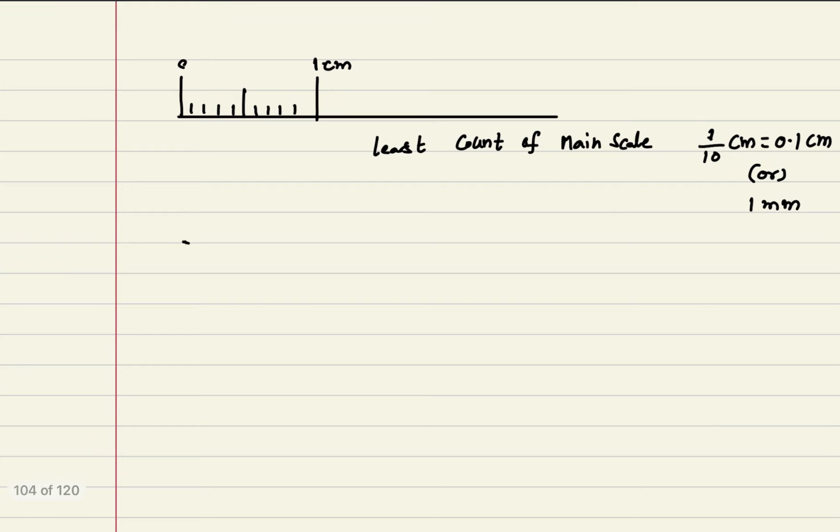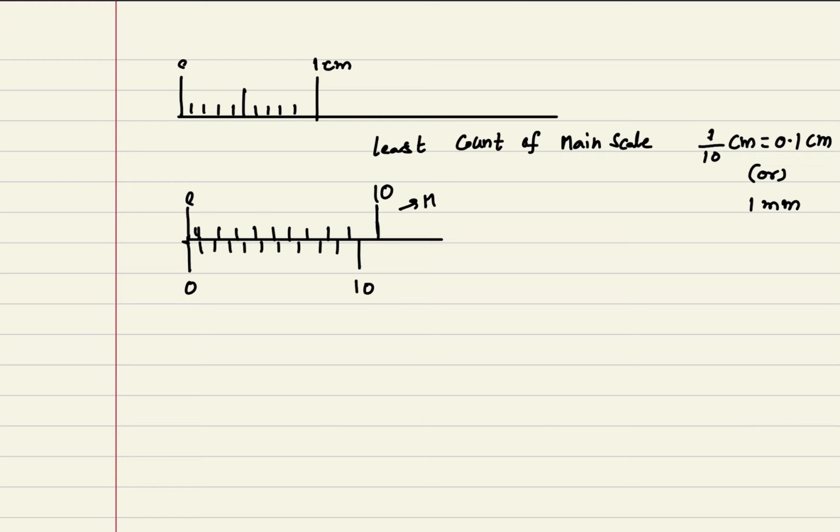Next, least count of vernier calipers. Let us consider this vernier scale, 0, 1, 2, 3, 4, 5, 6, 7, 8, 9, 10. If there are 10 divisions on the vernier scale, how do you write the least count of this? I am writing now. On the main scale, let us consider these zeros are 0, 1, 2, 3, 4, 5, 6, 7, 8, 9, 10. This is the 10 on the main scale.